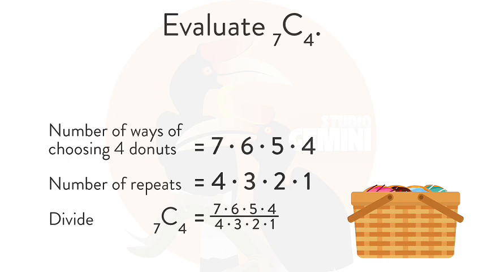Now, we can do a little bit of canceling to simplify our fraction. There's a 4 in the numerator and the denominator, so these can cancel out. 7 times 6 times 5 is 210, and 3 times 2 times 1 is 6. 210 over 6 is 35, so our answer is 35. So there are 35 different combinations of donuts we can put in the basket.